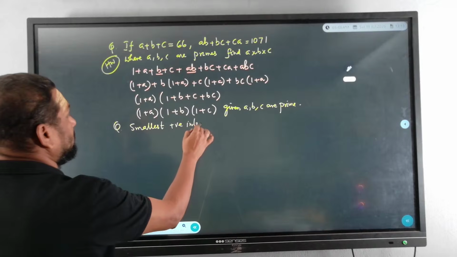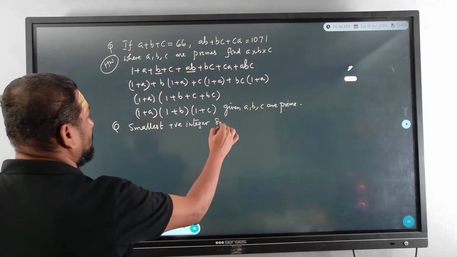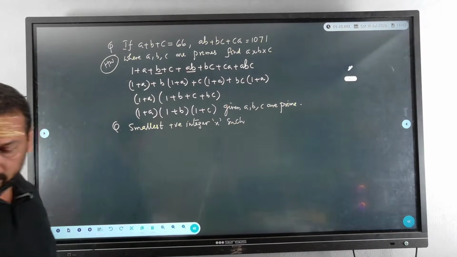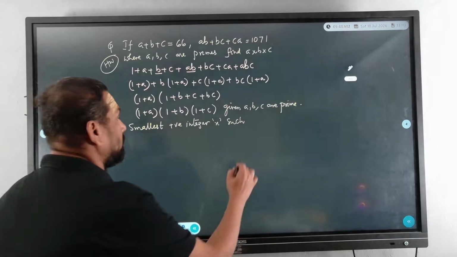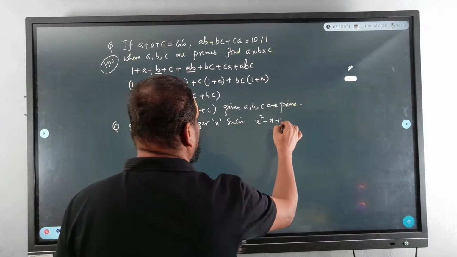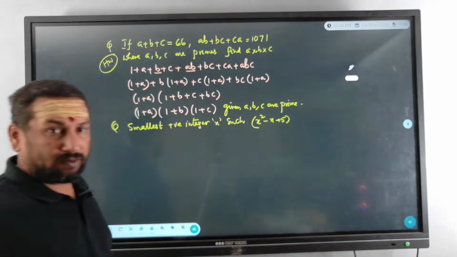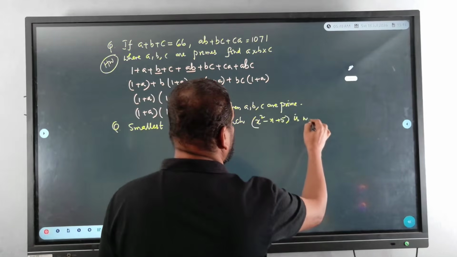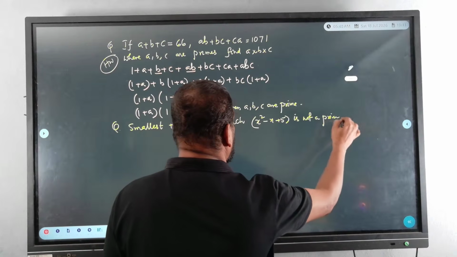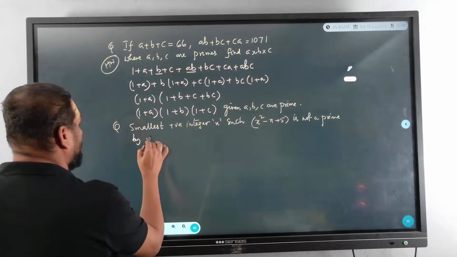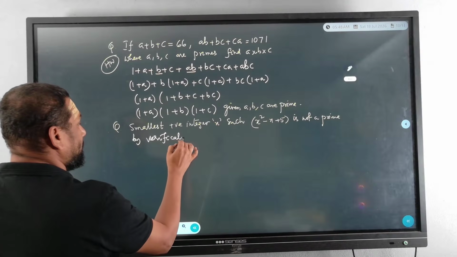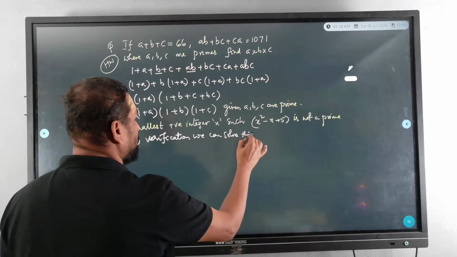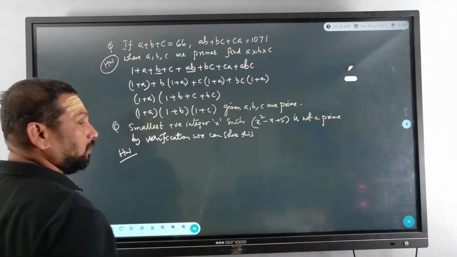Smallest positive integer x such that x square minus x plus 5 is not a prime. So by verification we can solve this. This is also how to do homework.